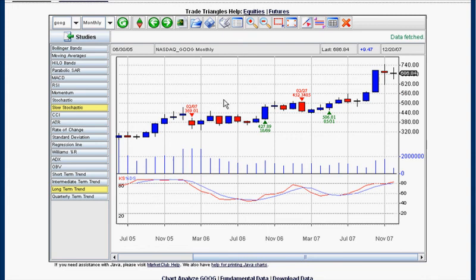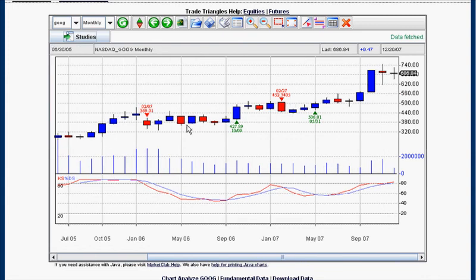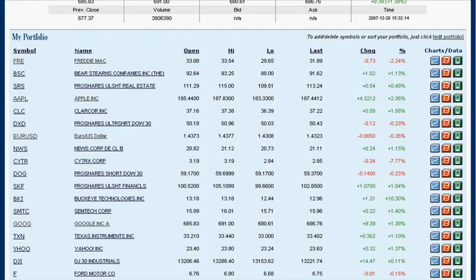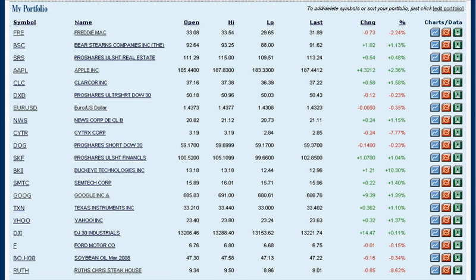Now, filtering through the technical analysis for the stock market is great, but what if you're a futures or a forex trader? Let's actually take a look at how about we take a look at soybean oil for March, BO.H08. I'm going to bring up the live chart.